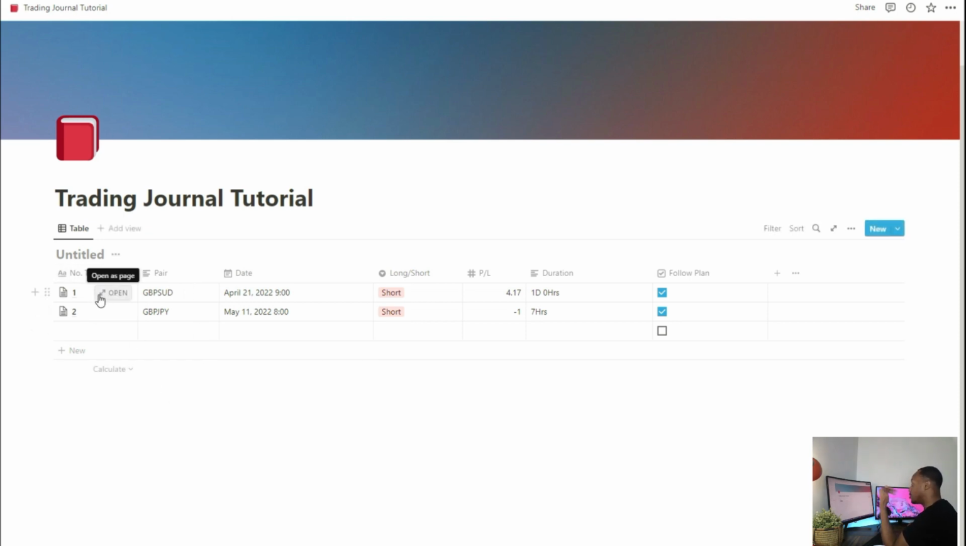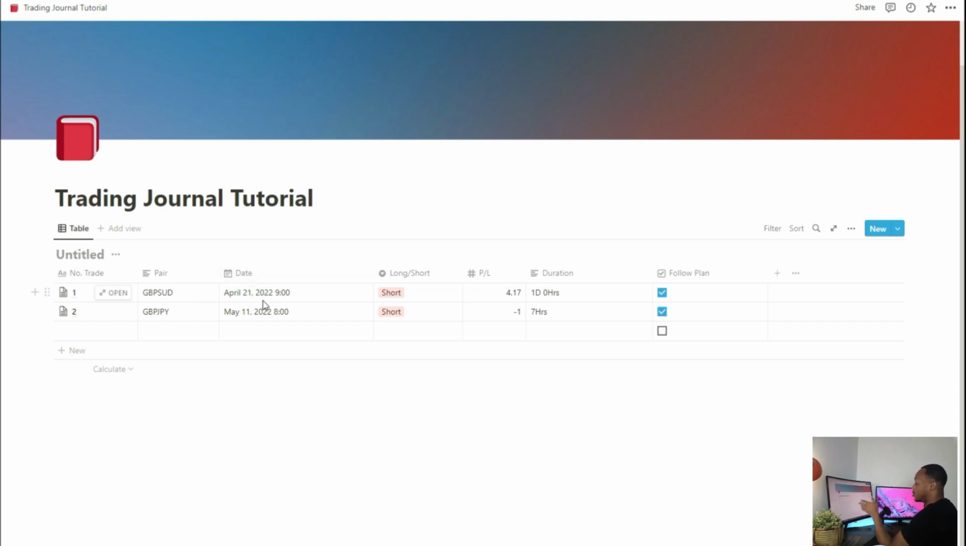So we've got number of trades, so obviously how many trades you take. 1, 2, 3, 4, 5, 6. I've got 2 trades here, so 1, 2. So I just number my trades, so I know how many I'm taking per week, per month, and so forth. Pair, obviously, to know what pair I'm trading, pound USD, pound JPY.